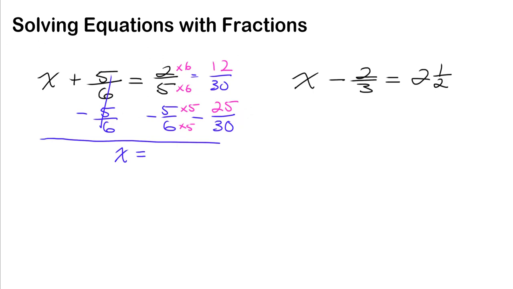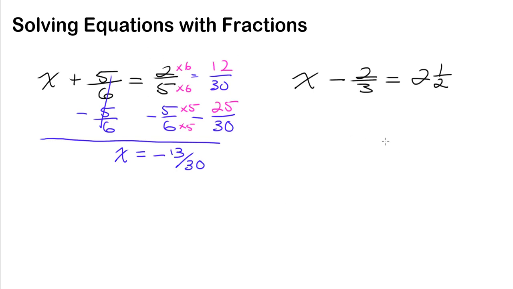So I have to follow my integer rules. So different signs, subtract, and keep the sign of the bigger number. So 25 minus 12 is 13. And since 25 is bigger, this is going to be a negative 13 over 30.